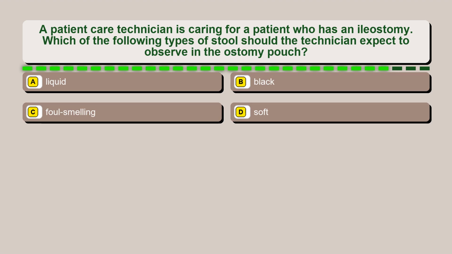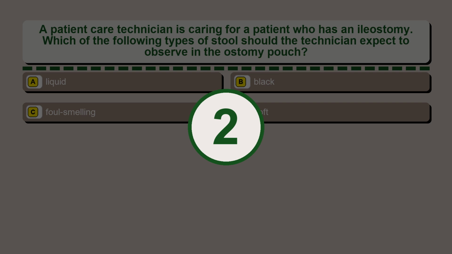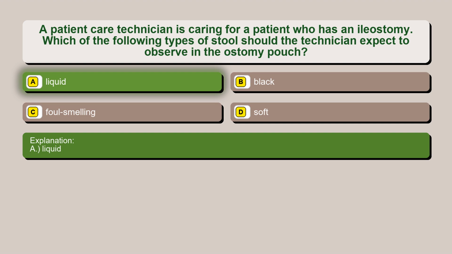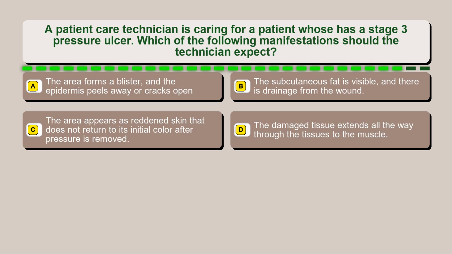A patient care technician is caring for a patient who has an ileostomy. Which of the following types of stool should the technician expect to observe in the ostomy pouch? Option A, liquid. Option B, black. Option C, foul-smelling. Option D, soft. The correct answer is option A, liquid. Question 32.